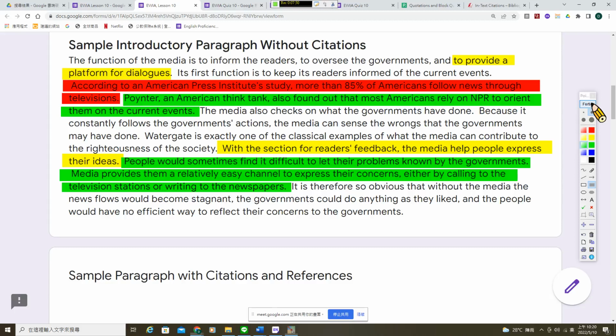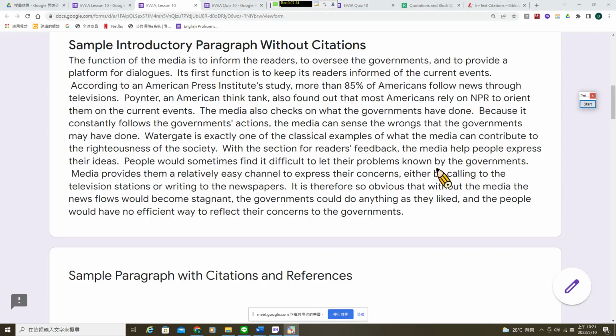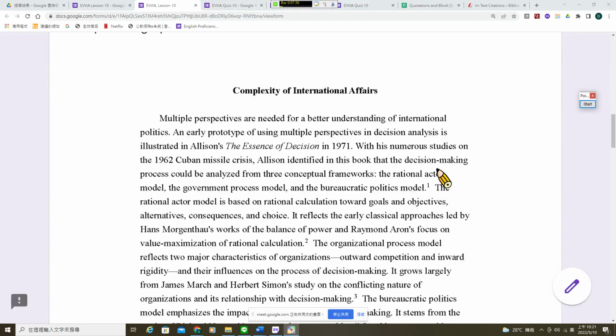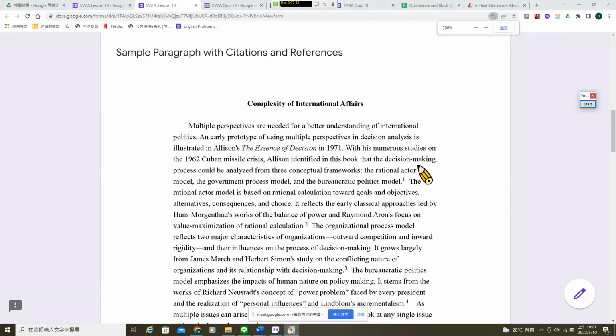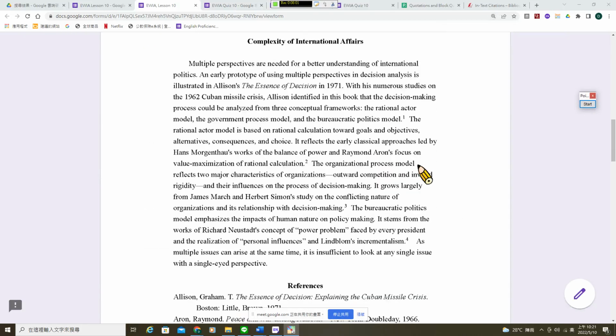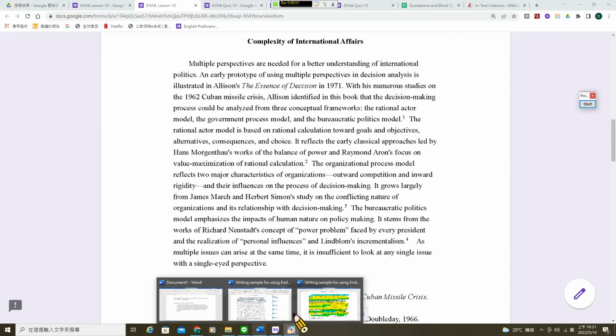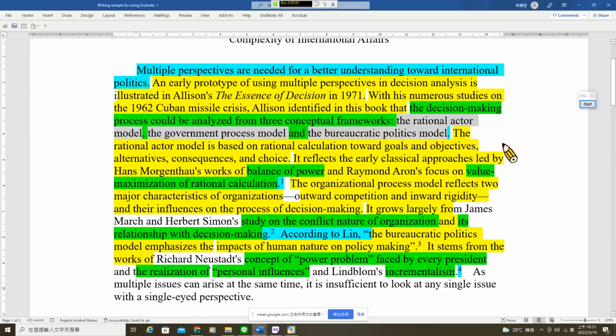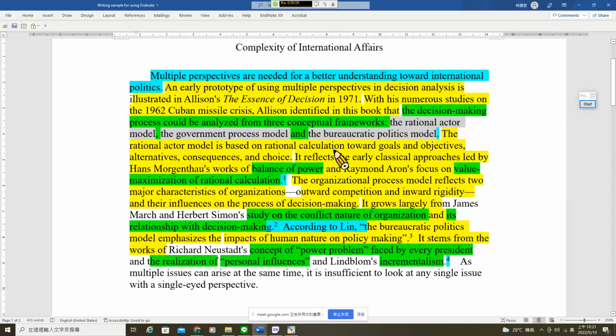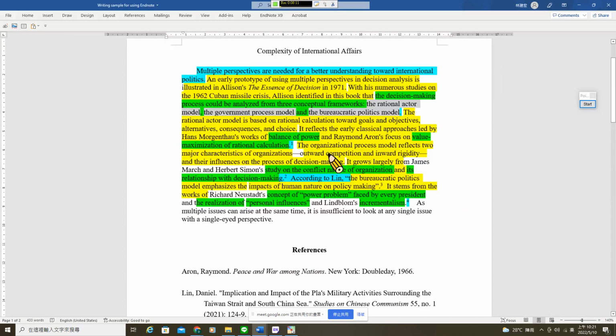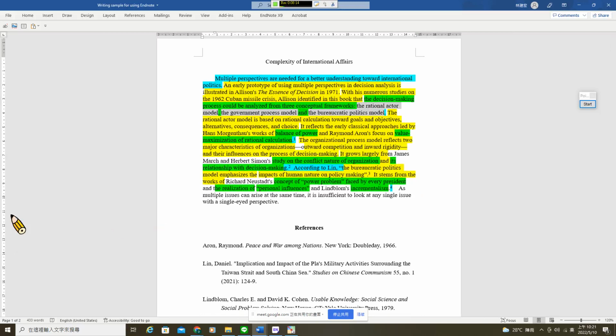Okay? And of course, how to cite it, I will give you another example. Here is a sample paragraph with citations and the references. Now I'm going to use this file, and I'm going to send the file to our night group. You can download this file, so that would be much easier for you to use. So this is the file, and let me send it to our night group.